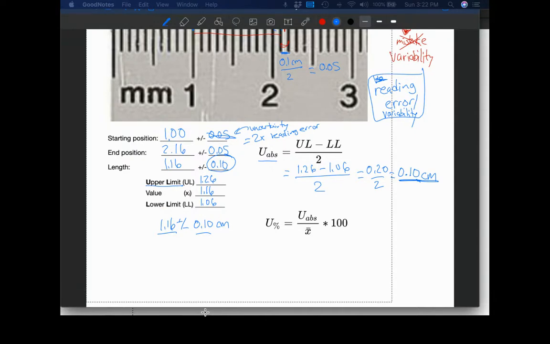The percent uncertainty is that absolute uncertainty divided by the actual measurement, which in this case we said is 1.16, times 100. Or sometimes we just report it as the number without multiplying it by 100. But that's how we get that percent.